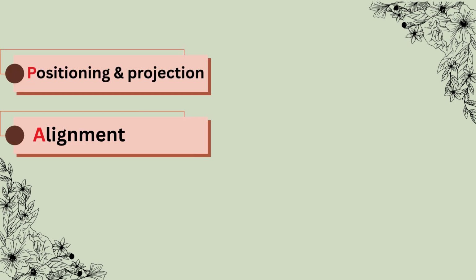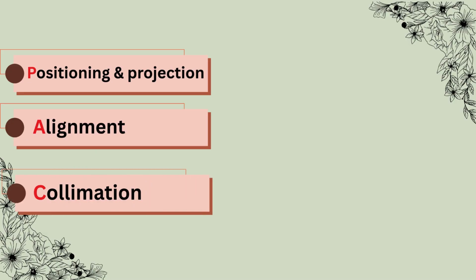Are they in a correct projection? A refers to alignment. Is the patient correctly positioned at the center of the IR? There are three factors used to evaluate the alignment. First, the alignment between the X-ray tube and the patient. Secondly, the alignment between the X-ray tube and the IR. And last one, the alignment between the patient and the IR.